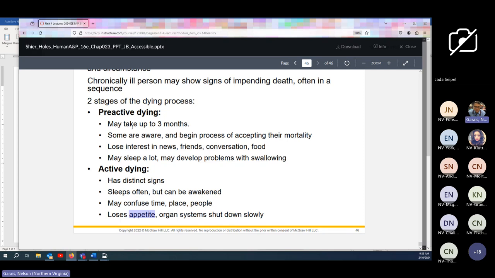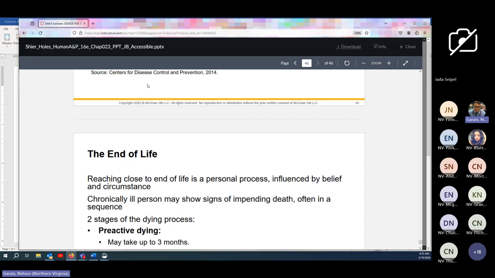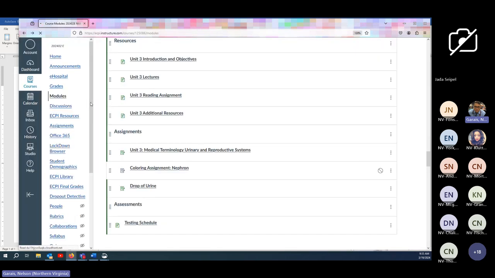So if there's absolutely nothing that gives you any more pleasure, like appetite, family, sex, that person is actively dying. And preactive is what? It's the stages that lead up to it. Okay. That is that. This chapter done, let us now go to the next chapter.